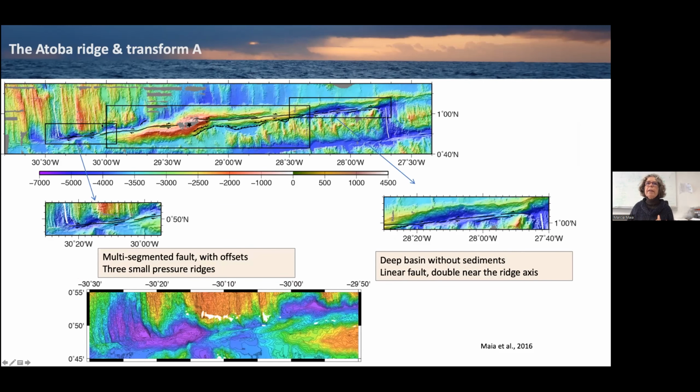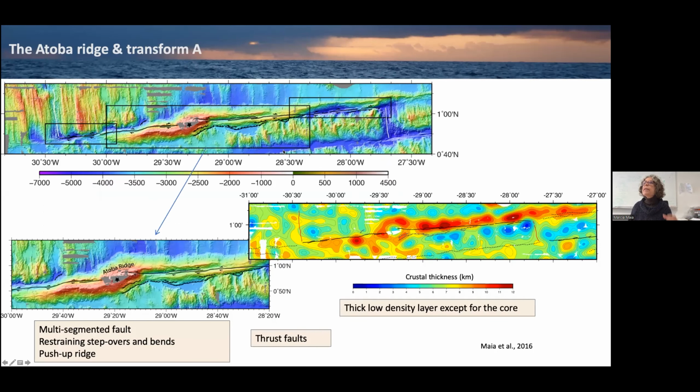But let's now look at the more normal parts of the transform fault, which are, as I said, on the west and on the east. Now, on the west, we see also some multi-segmented features with some transpressive pull-up, push-up ridges here. So there is some compression still going on there. And on the contrary, on this part of the system, we have a very deep basin, almost devoid of sediments. And this is probably maybe undergoing some extension, or it's just the normal fault itself.